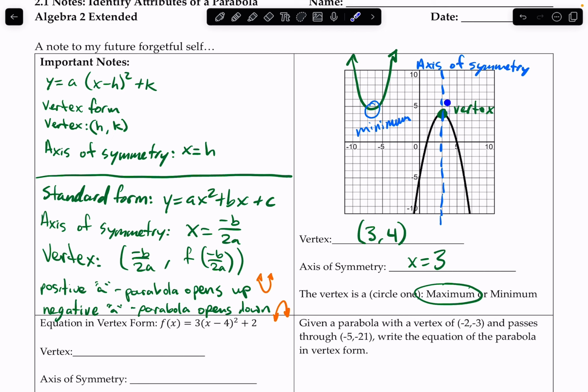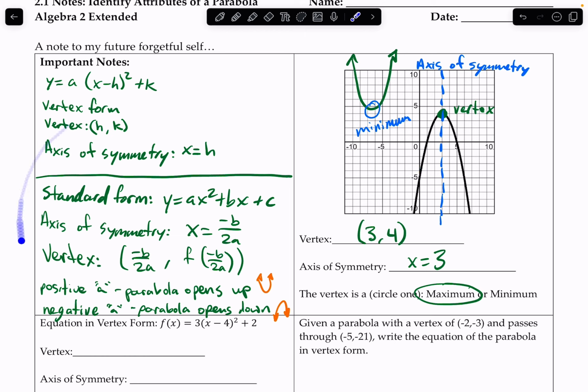It has a vertex, which is where the turn is in the parabola. So it goes from going up to going down, or it goes from going down to going up. That lowest point or highest point is known as the vertex. There's an axis of symmetry, which cuts that graph perfectly in half. And then there are some other things we can talk about later, such as x-intercepts and y-intercepts. This is where our graph either crosses the x-axis or the y-axis. But right now we're mainly focused on the vertex and the axis of symmetry, and we're going to talk a little bit about the y-intercept as well.